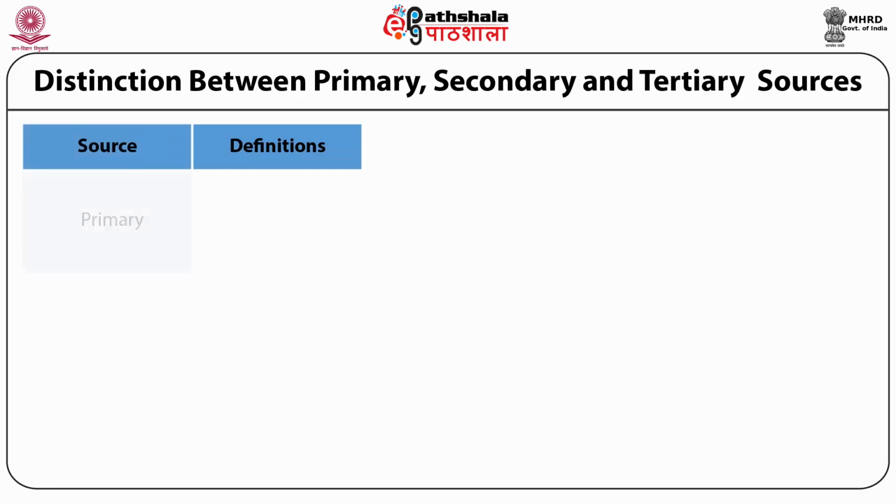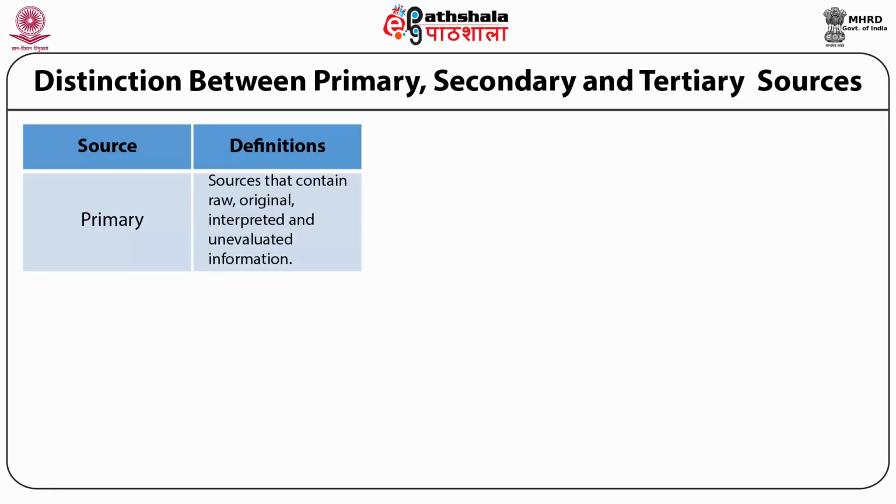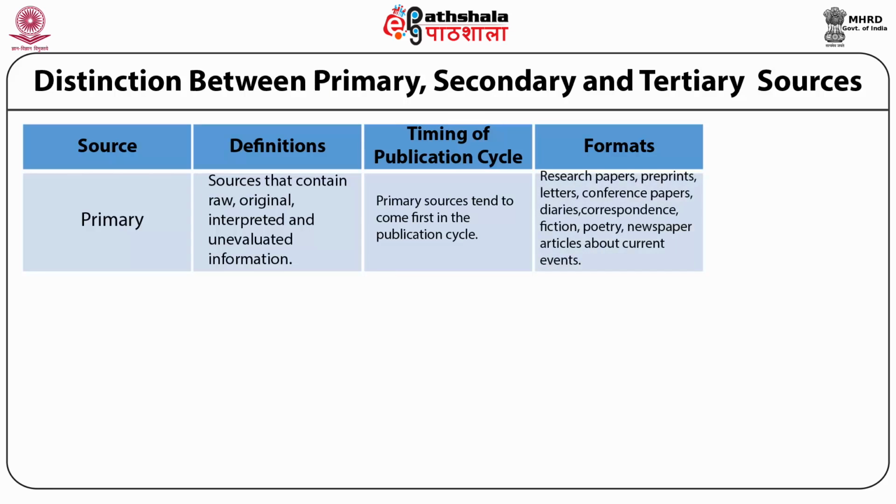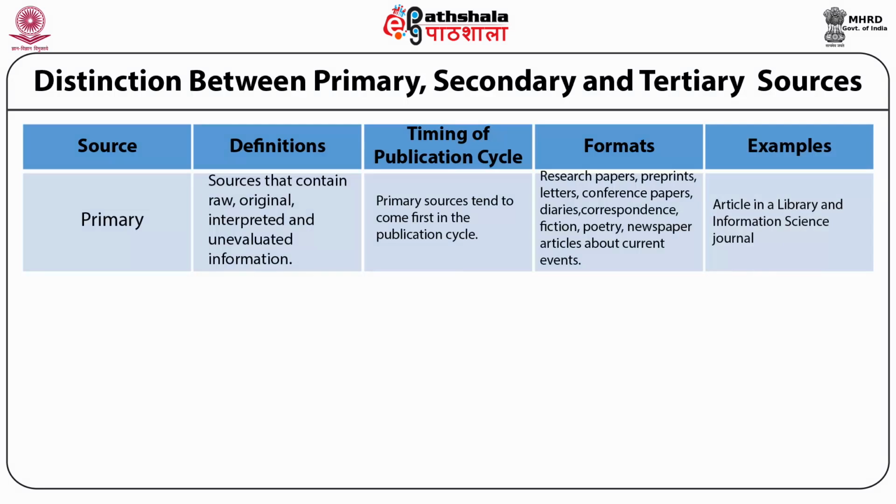Firstly, source. Primary. A primary source is defined as a source that contains raw, original, uninterpreted, and unevaluated information. Timing of publication cycle. Primary sources tend to come first in the publication cycle. Formats. Primary sources have the following formats, that is research paper, preprint, letters, conference papers, diaries, correspondence, fiction, poetry, newspaper articles about current events. Example of a primary source: article in a library and information science journal.